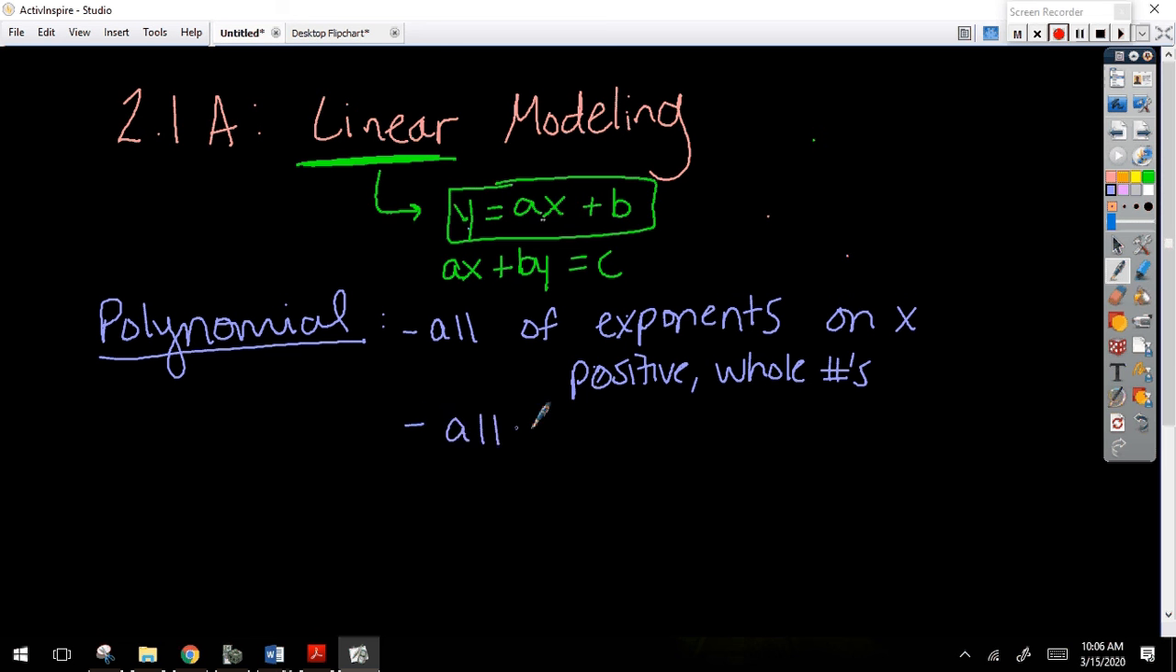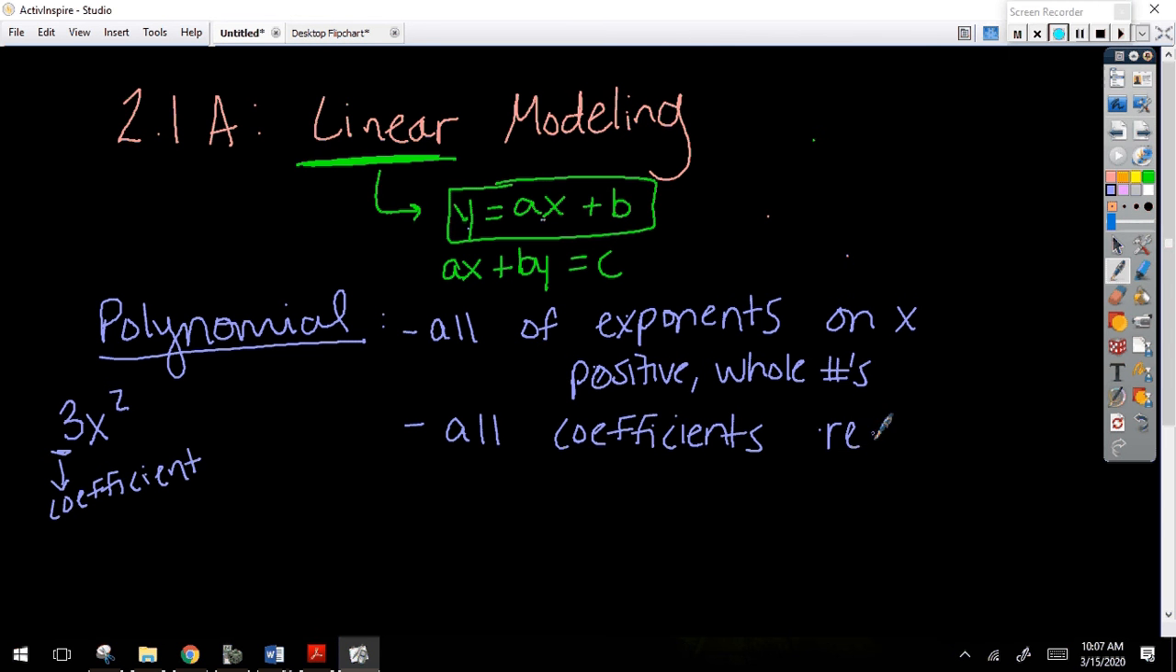And then all of the coefficients, and remember coefficients are values that are in front of the variable. All right, so if I had 3x squared, the 3 is the coefficient, and the 2 is the power, right, that exponent. All right, so all of my coefficients are real numbers. So if you don't remember what real numbers are, I don't want any imaginary numbers, okay, no i's or anything like that. I just want regular real numbers. If you could graph it on a number line, then you can use it, okay? All right, so that's what it means to be a polynomial.